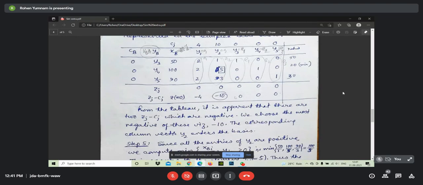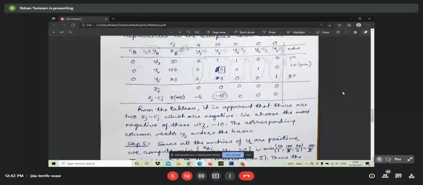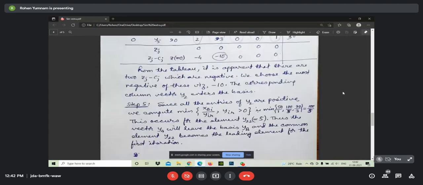For that, what you have to do is take the ratio. It is mentioned here. Since all the entries of y2 are positive, see, all the y2 entries, 1, 5, 3, are positive. Negative entries we will not consider. That is why they are saying they are all positive, all 3 can be considered. All 3 can be considered means y2 can replace y3, y4 or y5, because they are all positive. And if one of them is negative, y2 will not replace that negative one. It will replace another, a positive one. But we have to select one. How it is to be selected will come here.